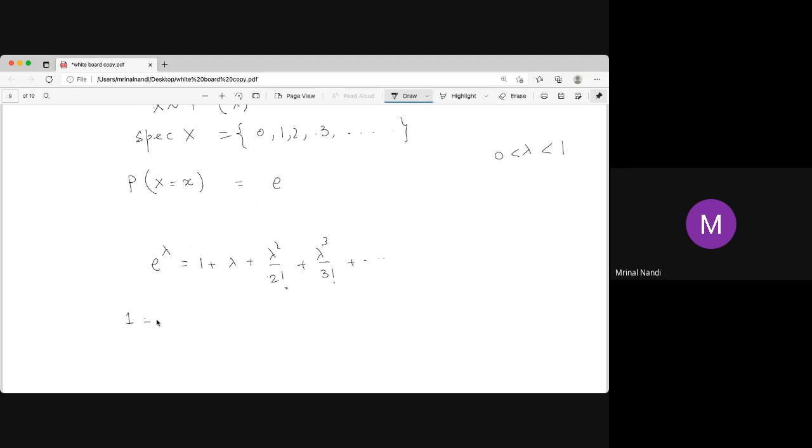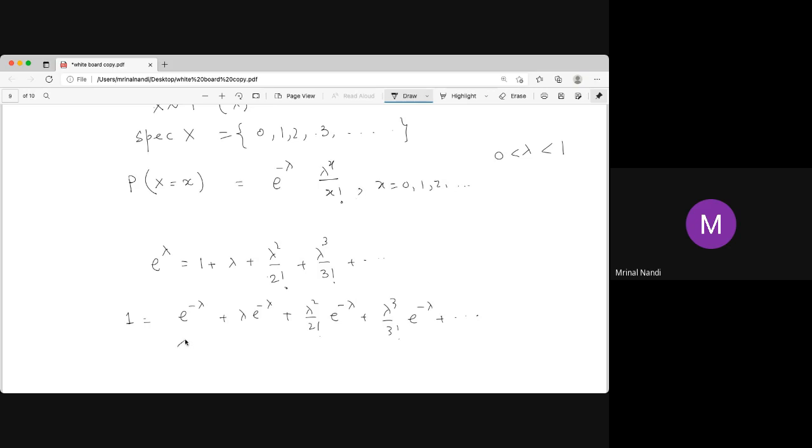Now the idea is this. If you have a 1 here, you have to multiply e to the minus lambda with this. So this is the basic idea to remember how to write this probability. And this is nothing but e to the power minus lambda, lambda to the power x by x factorial, for x equal to 0, 1, and so on. So this is the Poisson distribution.